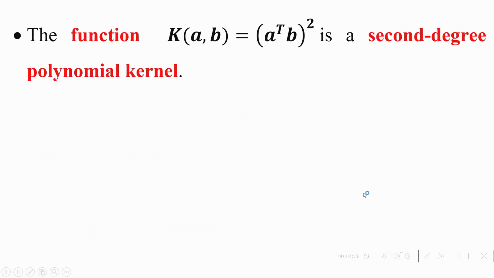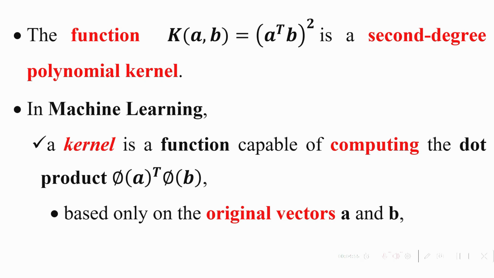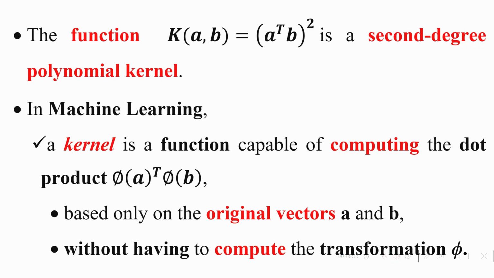The function K of a, b equal to a transpose b whole square is a second degree polynomial kernel. In machine learning, a kernel is a function capable of computing the dot product phi of a transpose phi of b, based only on the original vectors a and b, without having to compute the transformation phi.